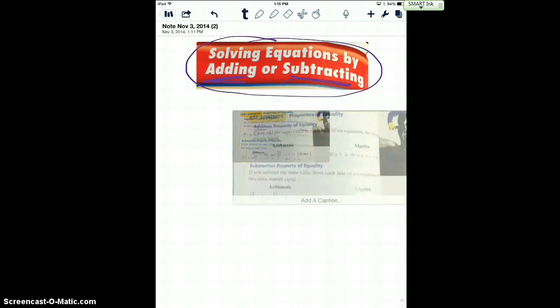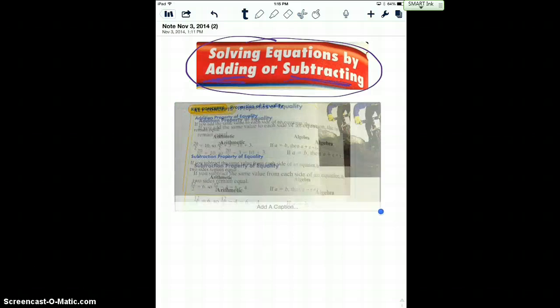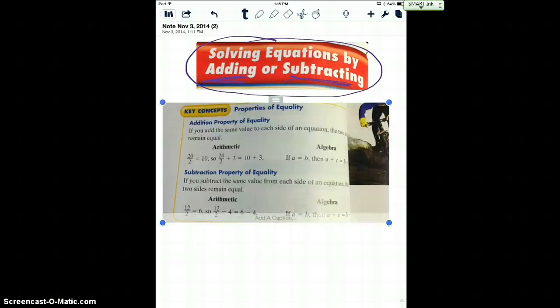So from the book, the properties that we're going to make use of are known as the addition property of equality, saying if you add the same value to each side of an equation, the two sides remain equal. Okay, and we'll go over what that means. And then the subtraction property: if you subtract the same value from each side of an equation, the two sides remain equal. So let's look at some equations to see what happens.